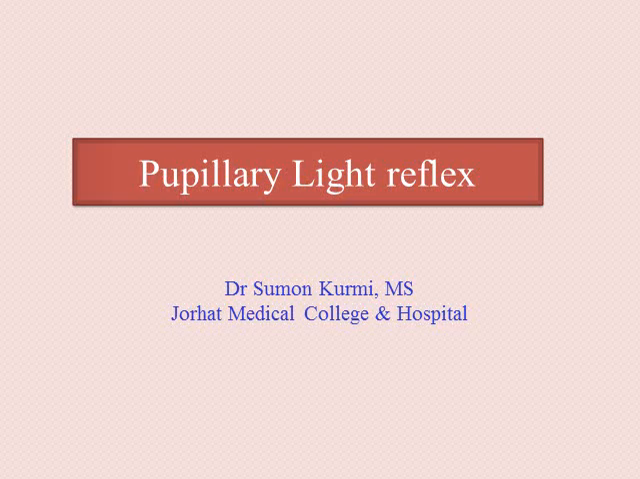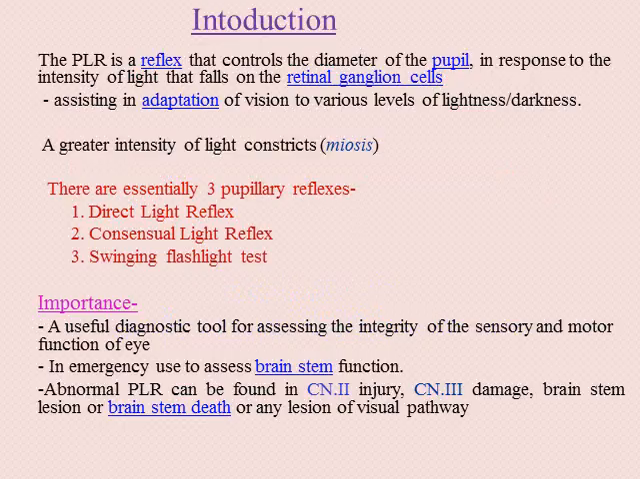Today we are going to discuss the pupillary light reflex. As we know, the pupillary light reflex is a reflex that controls the diameter of the pupil in response to the intensity of light that falls on the retinal ganglion cells, thereby assisting in adaptation of vision to various levels of lightness or darkness. Pupillary light reflex is a brainstem reflex.